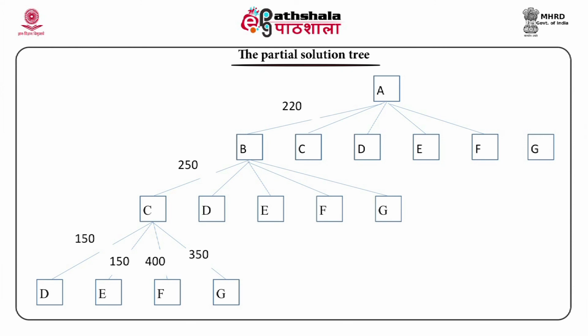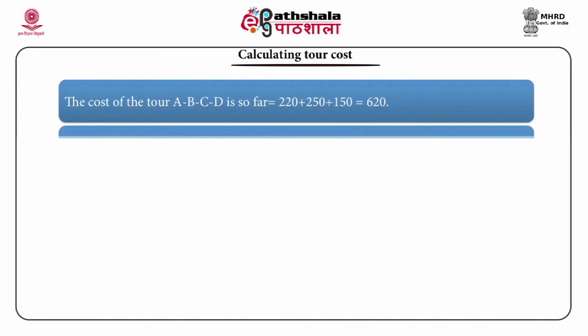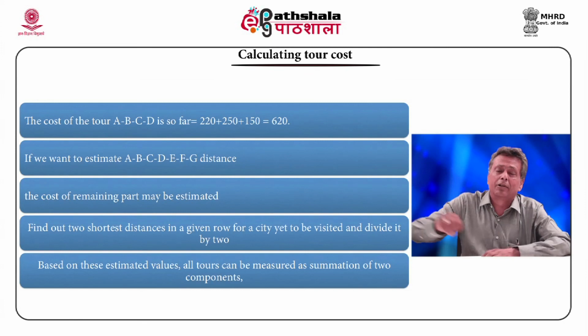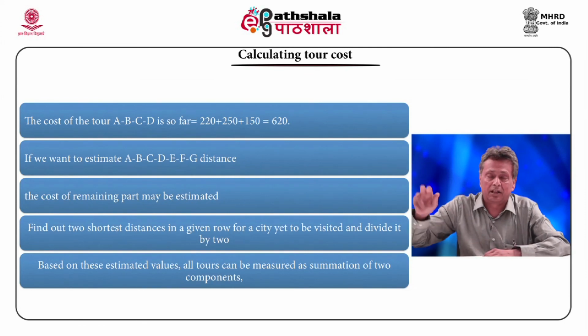Remember, if you explore more promising paths first, it is better for us because we will be able to eliminate the paths which are non-optimal. Okay, so this is basically the process. Remember, the tour cost, for example, in this case, ABCD is so far 220 plus 250 plus 150, that is 620, and we want to estimate ABCDEFG. Now, EFG, you just calculate using the simple heuristic that I talked about, that table, and find out.